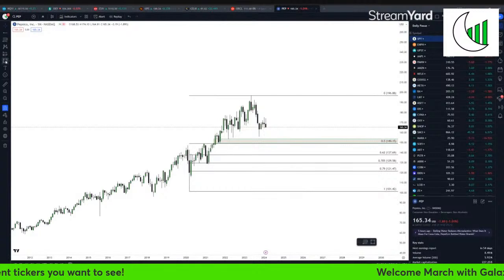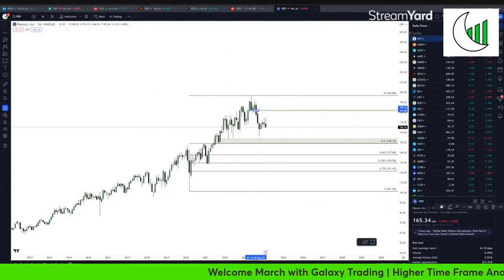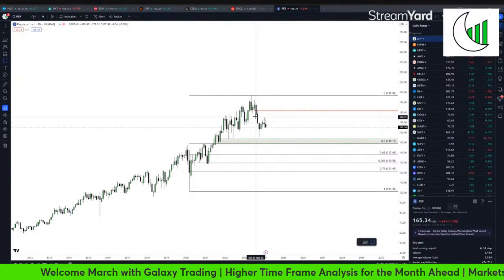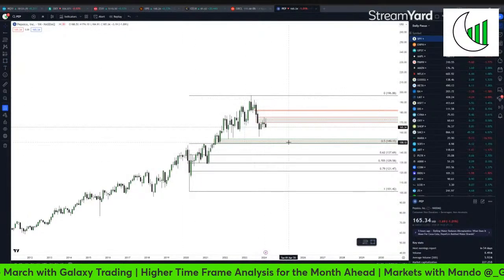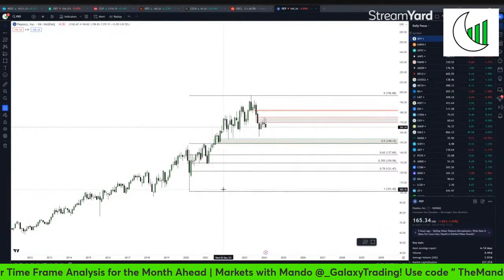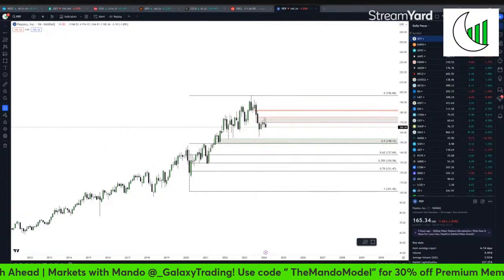So we did make an imbalance on the monthly. So to me, that would give me the idea that price is likely to come down to discount at that point. And discount is at 149.15. So we'll see if that plays out. But that's just the way I would view something like that.